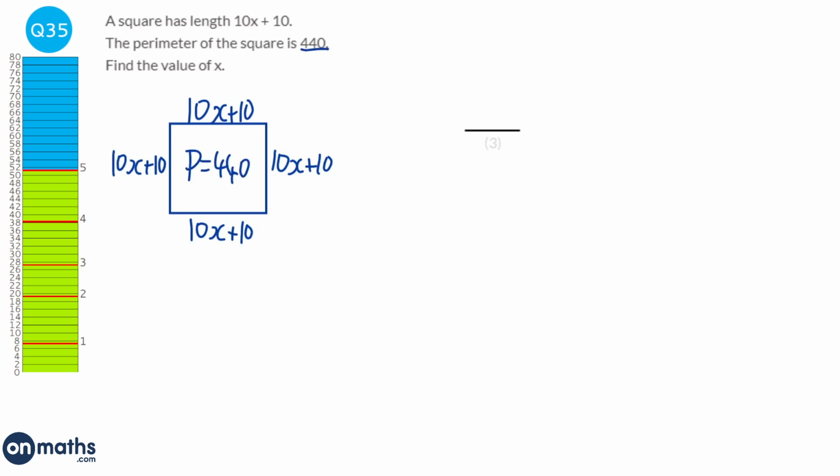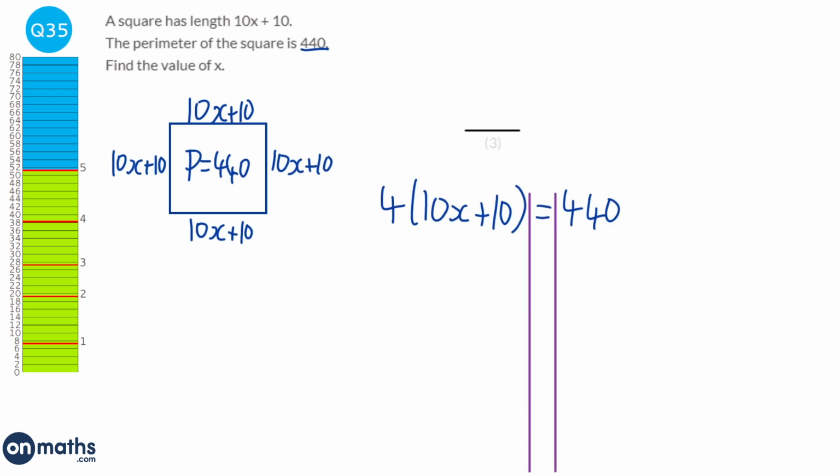So what we can do is work out the perimeter in algebra by multiplying 10x plus 10 by 4, or just adding up the 4 lengths that we've got. So we're going to do 4 times (10x plus 10). But we also know that that is going to be 440 because we're told in the question that the perimeter is 440. So put our lines in because we're going to solve, and we're just going to start by expanding the brackets, so that'll be 40x plus 40 equals 440.